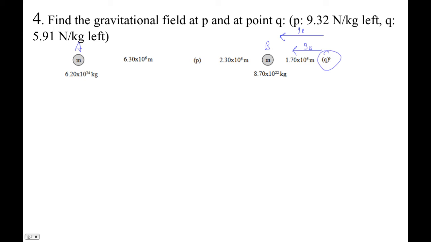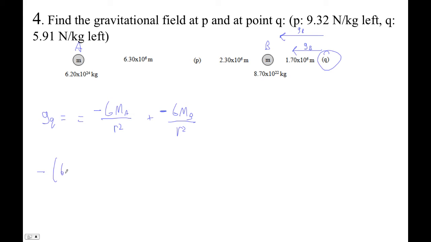Let's figure this out. The G at point Q is equal to negative G mass A over R squared. That negative is just because it's to the left; there's no intrinsic minus sign in front of that. Oh, I put two equals signs there; it means it's really equal to it, maybe a conditional equal. And then negative G mass B over that distance squared. The minus signs I've slapped on there because I know this guy's going to be to the left.